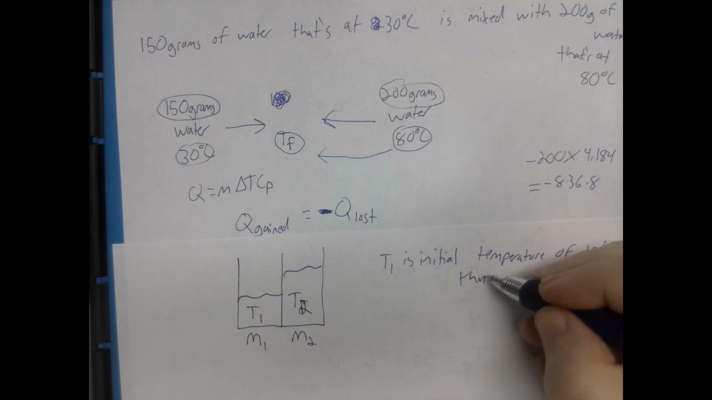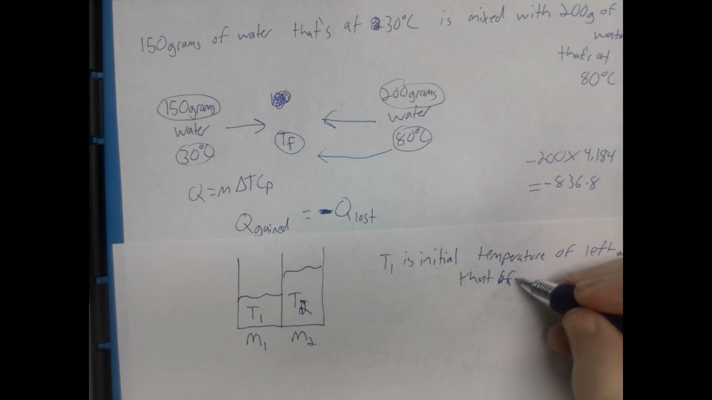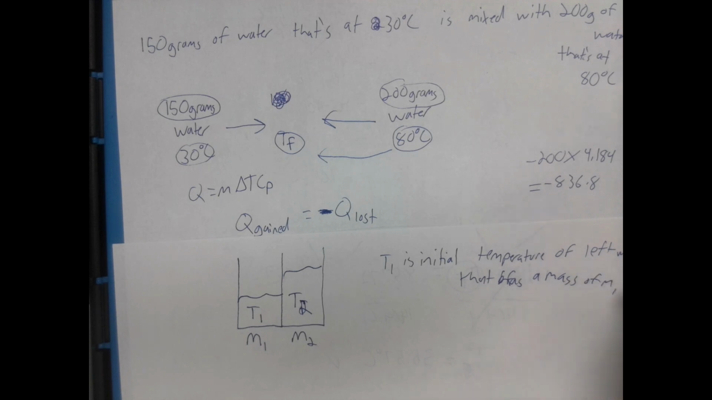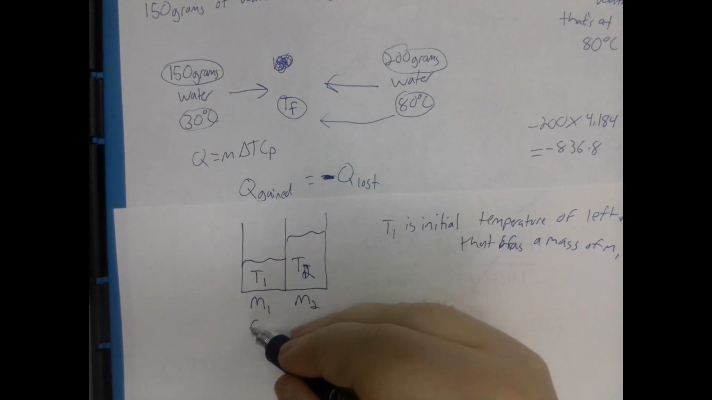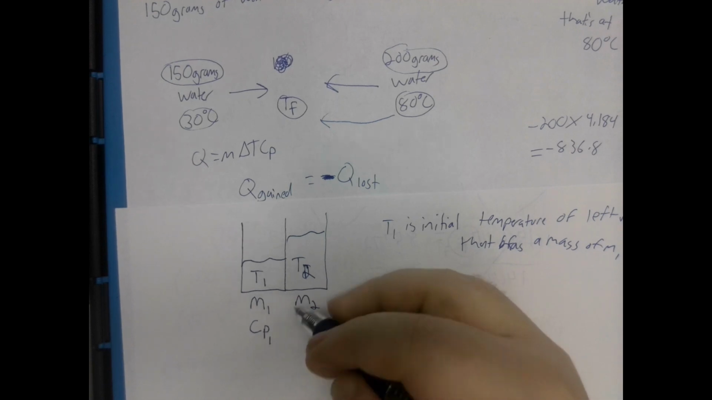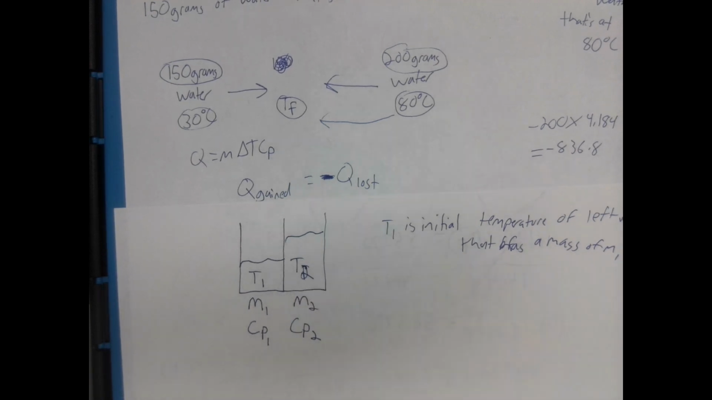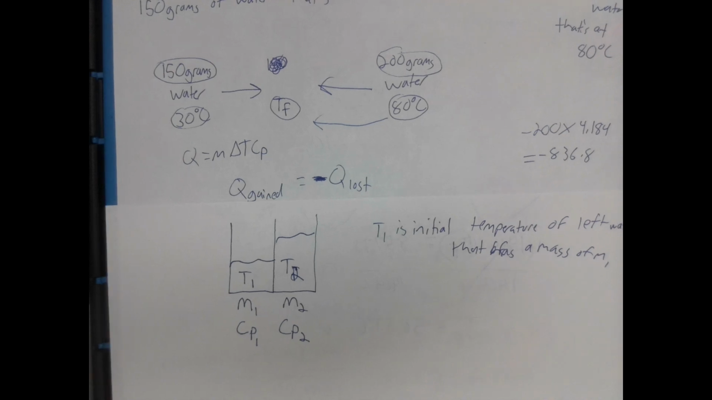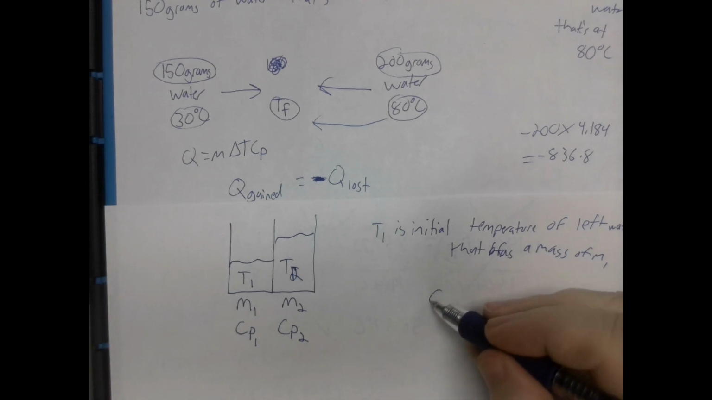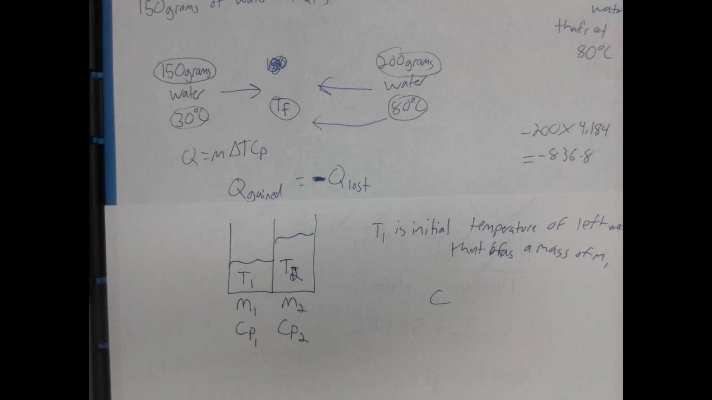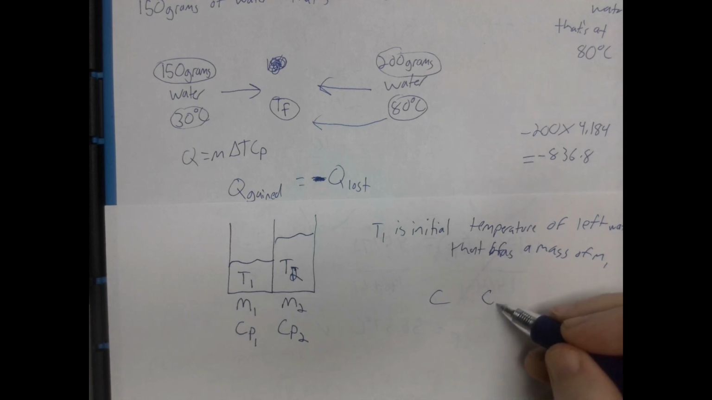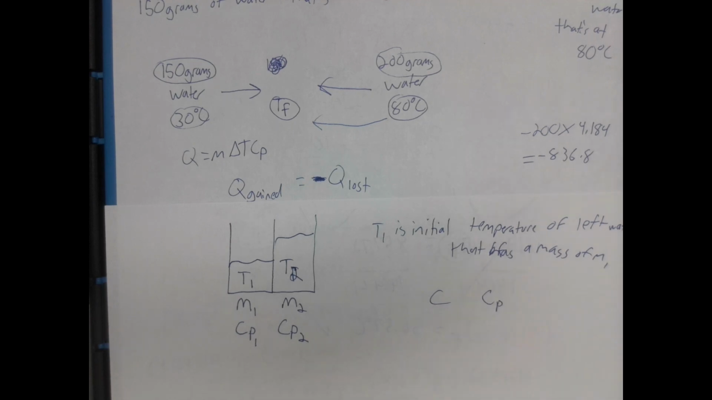That has a mass of M1. And let's also let the Cp of this liquid be Cp1, and the Cp of this liquid be Cp2. Another thing is y'all are leaving off the P. Don't do that. C is not specific heat. It's Celsius. Cp is specific heat.